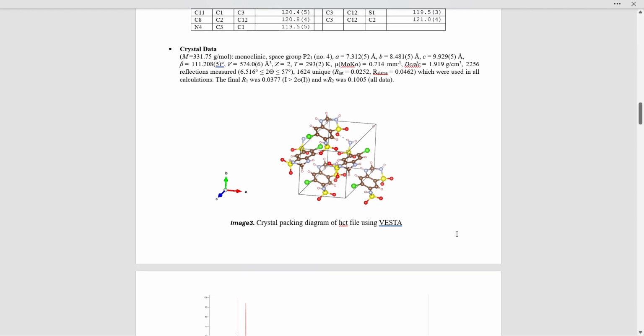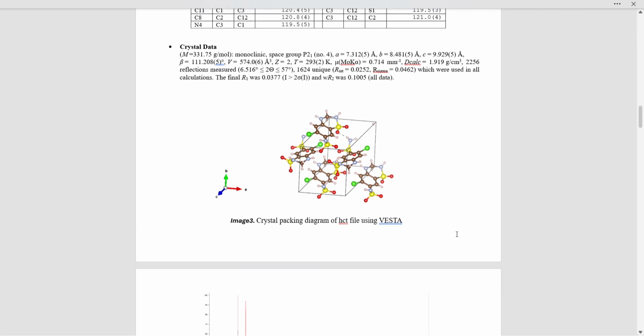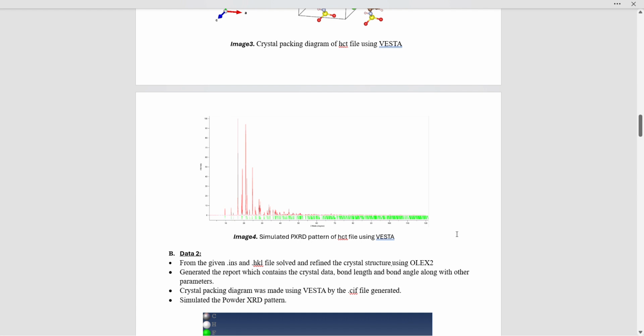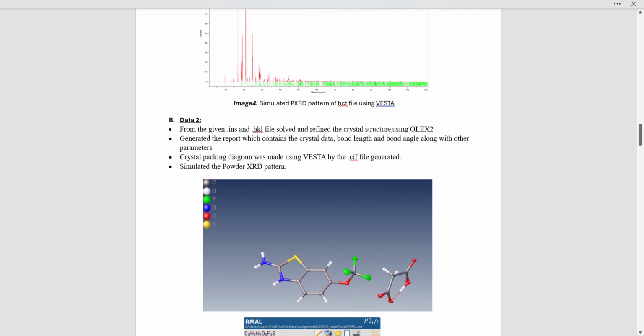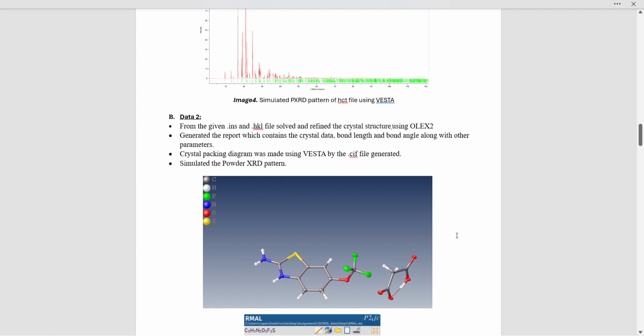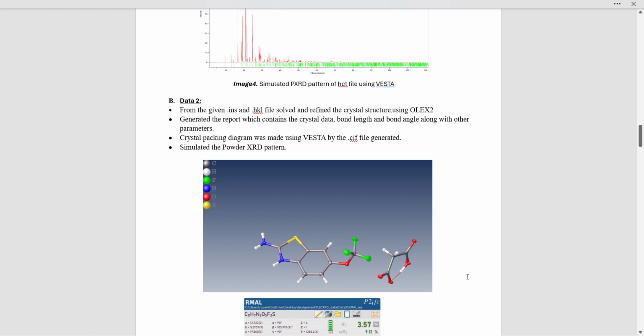And as it was a monoclinic system, I preferred to show the unit cell along the b axis, as we know that for a monoclinic system b is the unique axis. Next I simulated the powder XRD pattern using VESTA. We can do this using the zip file. In data 2, I refined and solved the structure similarly, and it contained the riluzole drug along with malic acid, and the refinement and solving procedure was the same.